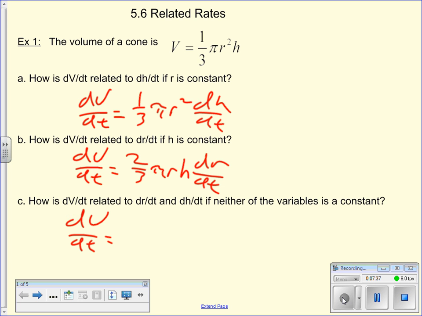So I do it for r. Well, we've already done it for r, right? 2/3 pi r h dr/dt. And then we have to do it again for h, but we've already done that as well, and we're smart people. Why do something twice when you've already done it? Just copy the problem.